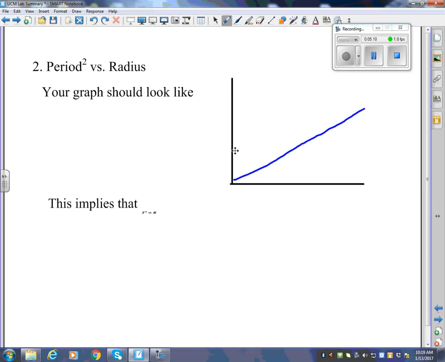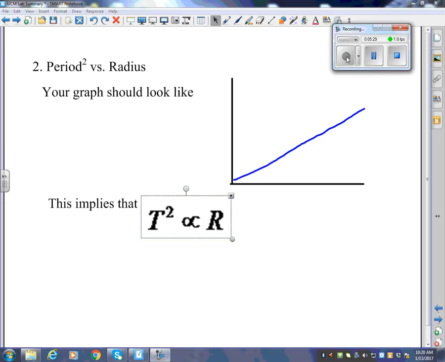What sort of relationship does that imply? It's a direct or linear relationship. In other words, T squared is proportional to r. The bigger the radius, the bigger the period squared. We're always dealing with period squared. Okay, so we've got two parts of our big giant proportionality.